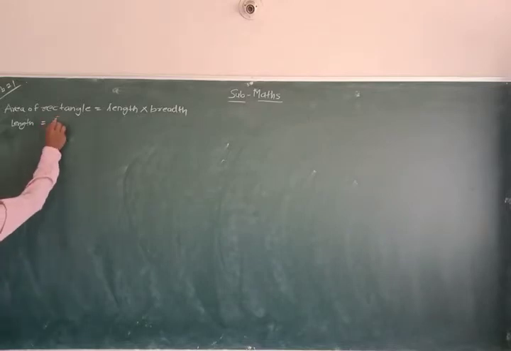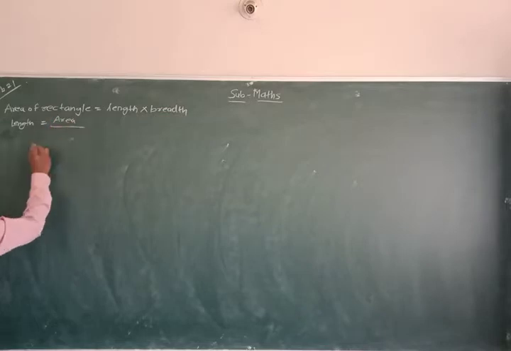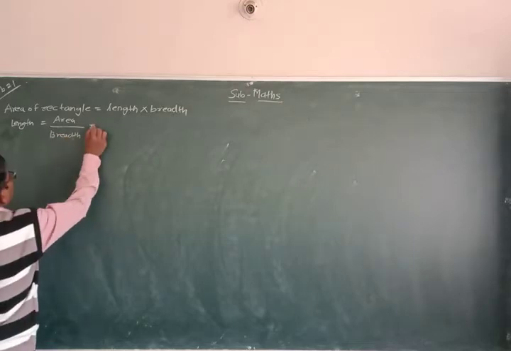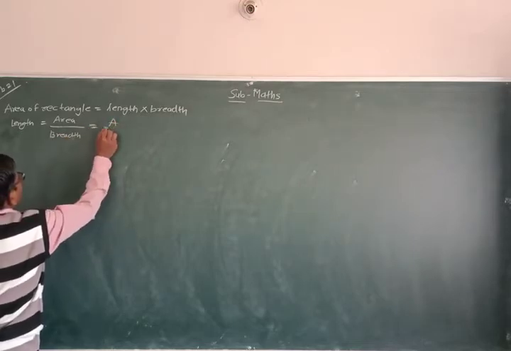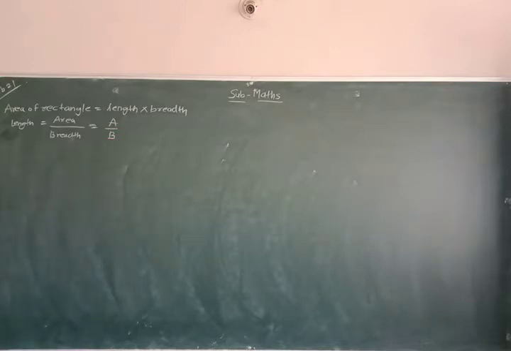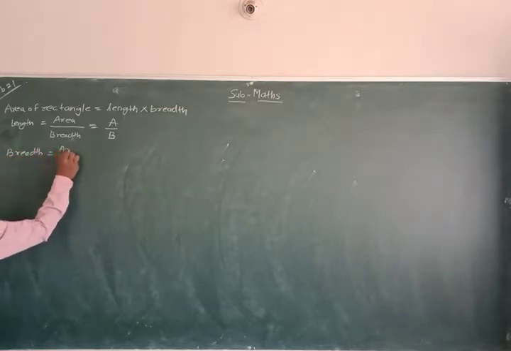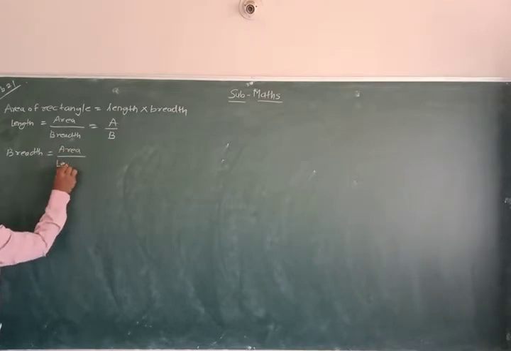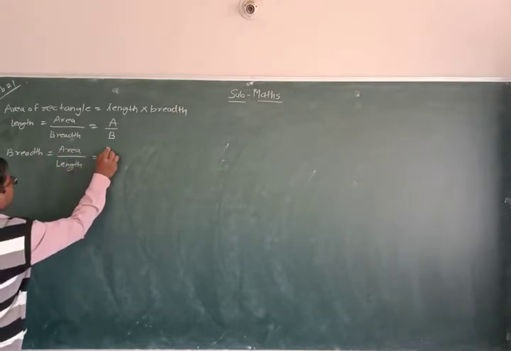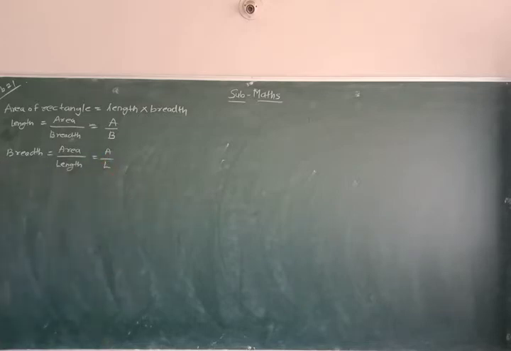Length is equal to area upon breadth. In short, you write A upon B. Then breadth is equal to area upon length, that is in short A upon L. Then you see here area of square.